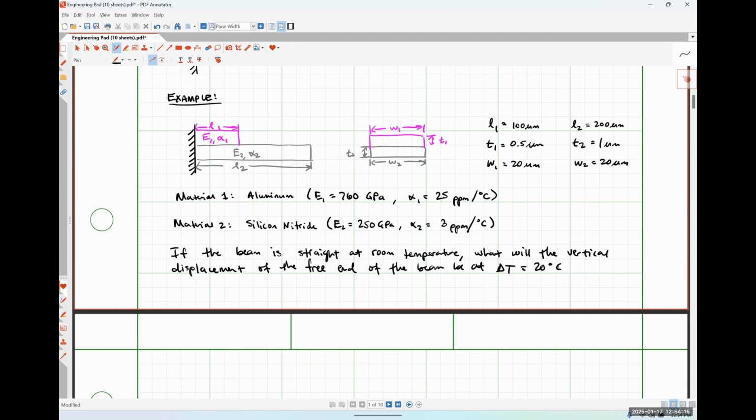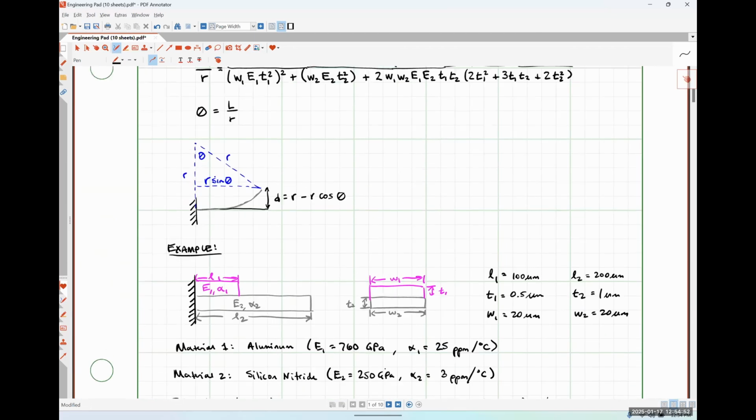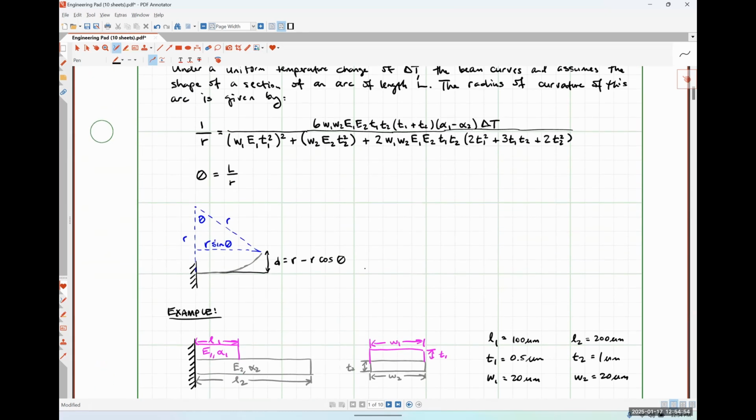So we have effectively some sort of composite beam. The silicon nitride has a significantly lower coefficient of thermal expansion, so we should expect our beam to bend in the direction of the silicon nitride. So I'm going to draw a picture here, and I'm going to flip my beam upside down just so that I can draw the curvature up so that it more or less matches what this diagram is.